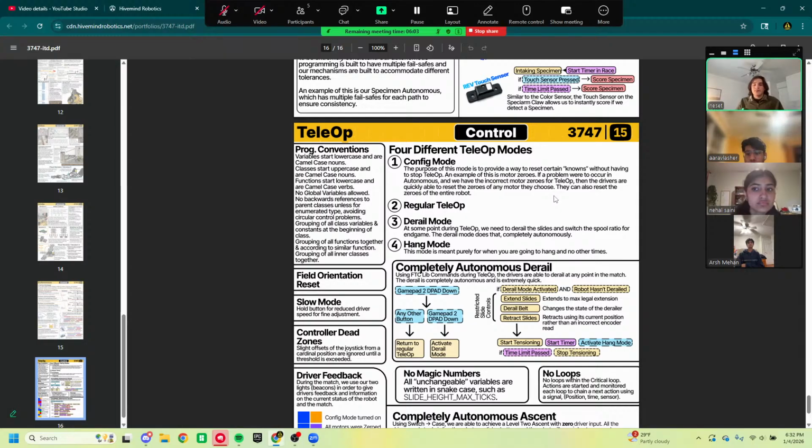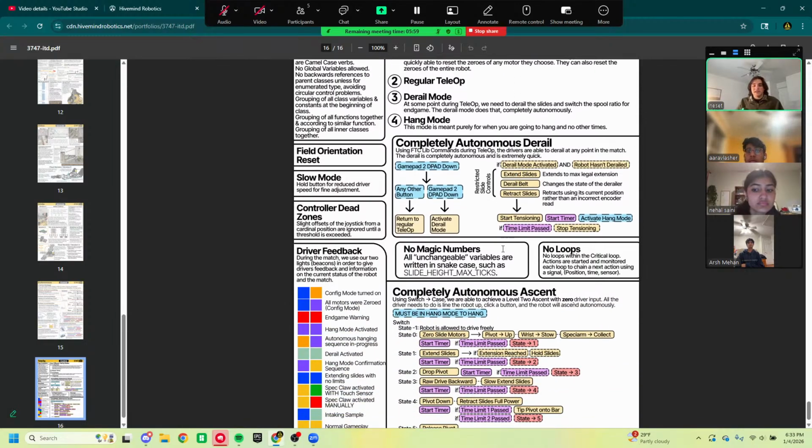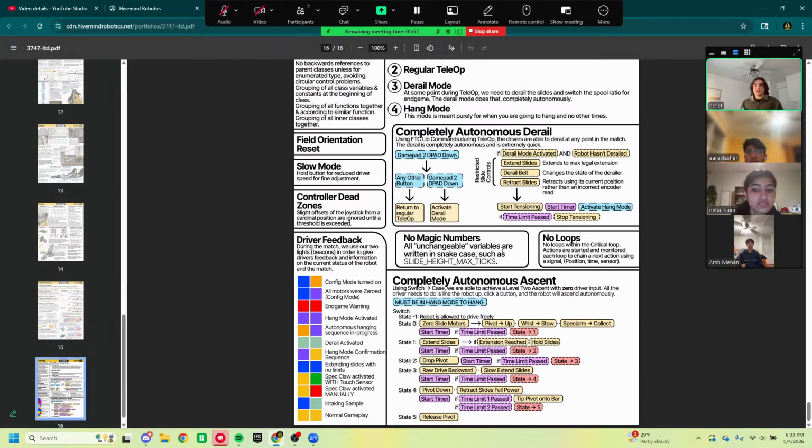One thing that we did last year is autonomous ascent. That was completely autonomous, and that was one of our highlights. With the click of a button, we were able to ascend, even though our ascent was multi-step. And then also talking about driver feedback. Your main thing for control, especially for teleop, should be what are you doing to make your drivers' lives easier, and what are you doing to be prepared in a real match scenario?